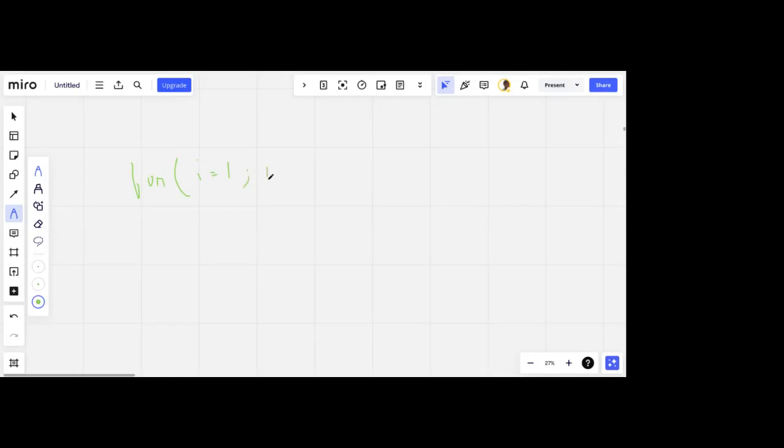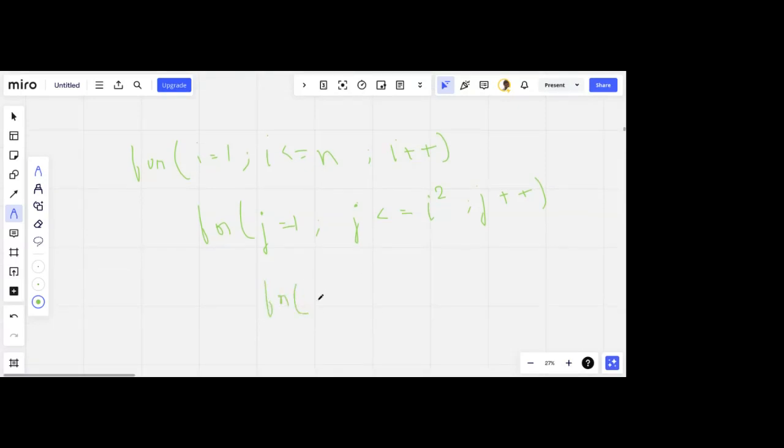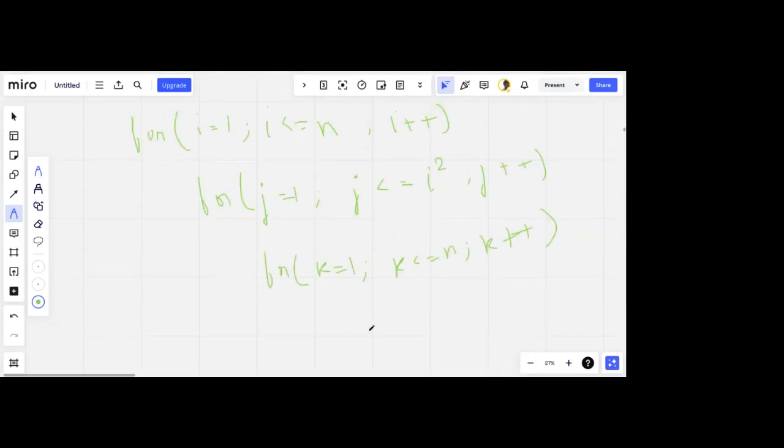For i equal to 1, i less than equal to n, i plus plus. Okay, second one is for j equal to 1, j is less than equal to i square. This is a tough question. j plus plus. And then we have for k equal to 1, k less than equal to n, k plus plus. And here we have console.log hello.